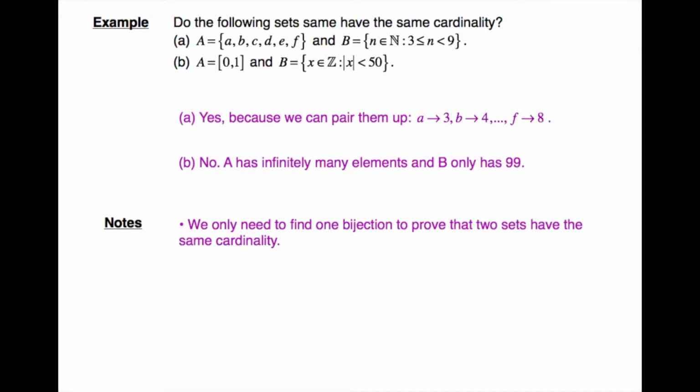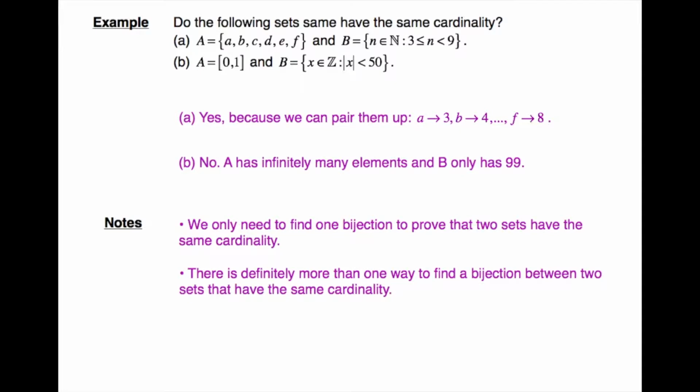So, a few notes. We only need to find one bijection to prove that two sets have the same cardinality. It may be possible to fail, like we may start by, in the first example, pairing A with 3 and then B with 3 again and then C with 4, and so we don't find a bijection. But it's always possible to fail. The question is, can you succeed in building a bijection? And if you can find one, then these two sets have the same cardinality.